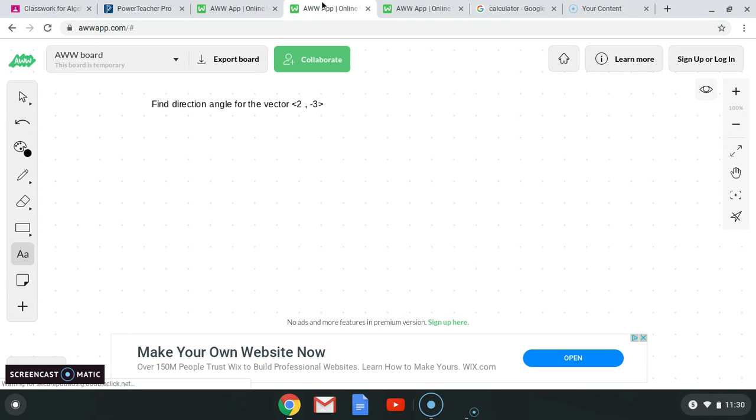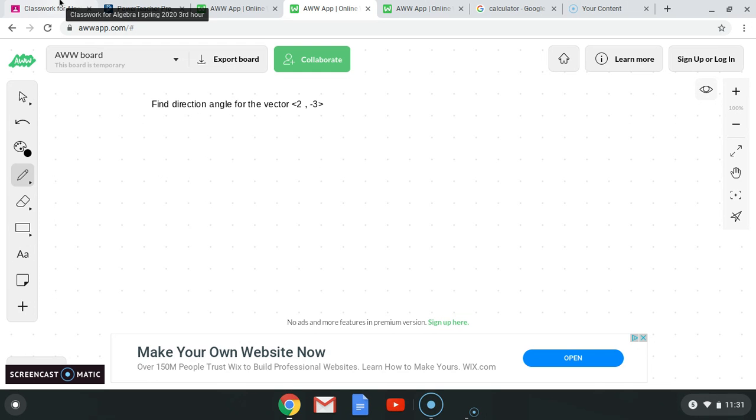Next one, we're going to find the direction angle of a vector. Once again, it's pretty much just basic trig. So here it's <2, -3>. We can also do them on a coordinate plane. If you ever see them on a coordinate plane, they're just put on the origin. Sorry about that.